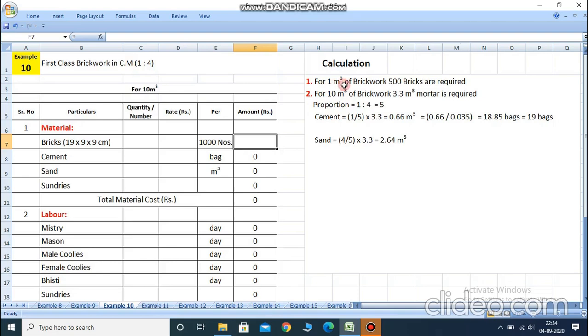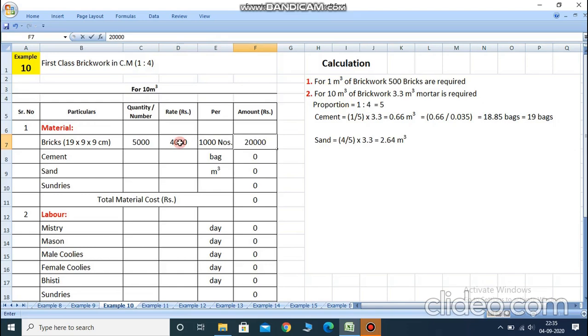So here for 1 meter cube of brickwork, 500 bricks are required. So for 10 meter cube brickwork, how many bricks are required? So here 5,000 bricks are required for 10 meter cube brickwork, and 4,000 rupees is the cost of 1,000 bricks. So 4,000 rate means 4 rupees per brick. So 20,000 is the total amount for the bricks.